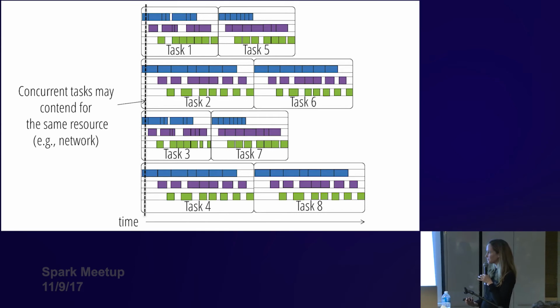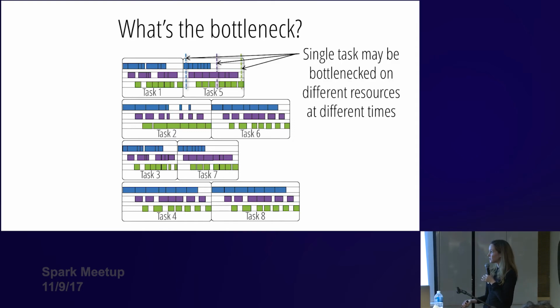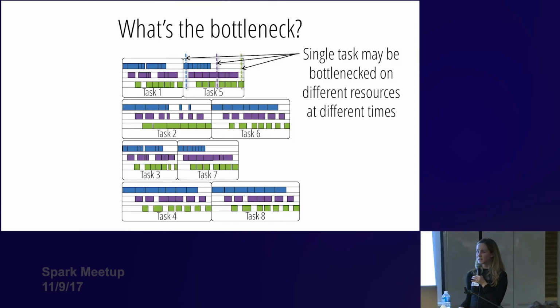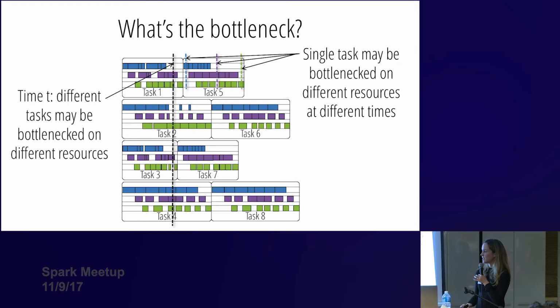So returning to this basic question of what's the bottleneck, that many people want to know, I talked about earlier why it's hard to answer for a single task, but this gets even more ugly when you have a bunch of things running in parallel, and at any given time, all of the tasks on the machine may be bottlenecked on different resources.